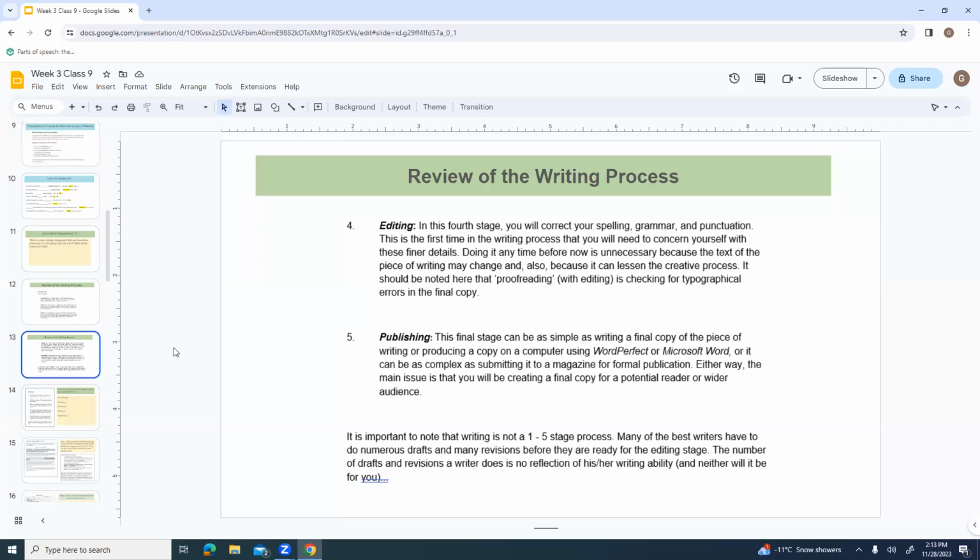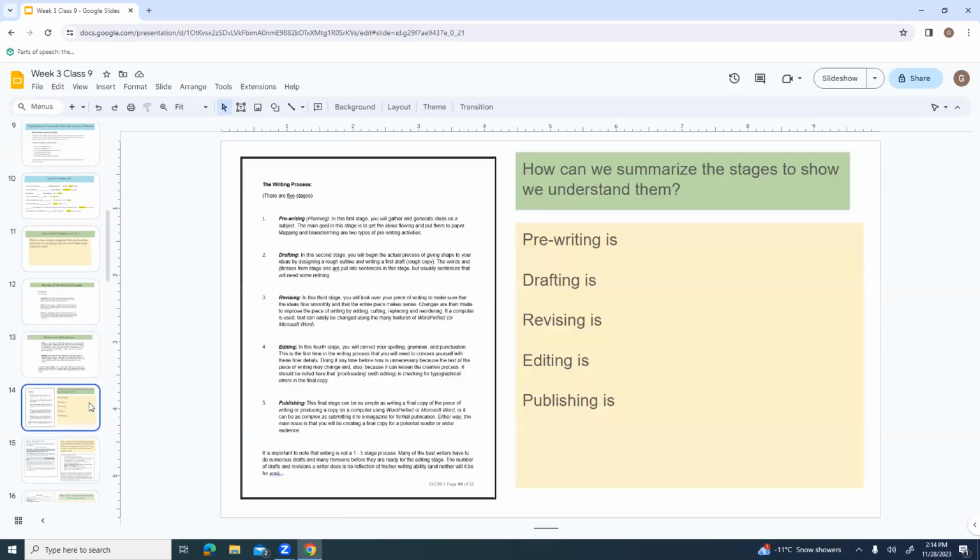That's the publishing stage. It's really important to note that writing is not a 1 to 5 stage process, like a linear process where you step forward like on a road and you never get off. A lot of the best writers do numerous drafts and go around and around and do many revisions, not divisions, before they're ready for the editing stage. And the number of drafts and revisions a writer does is no reflection of his or her writing ability, and neither will it be for you. Okay.